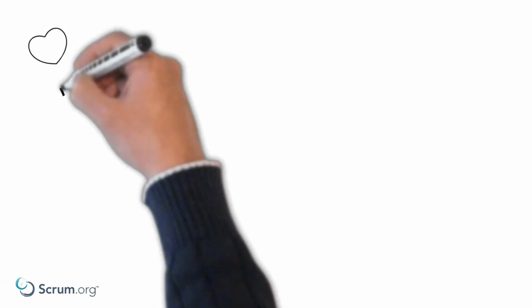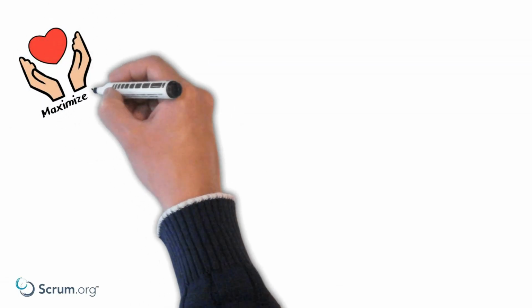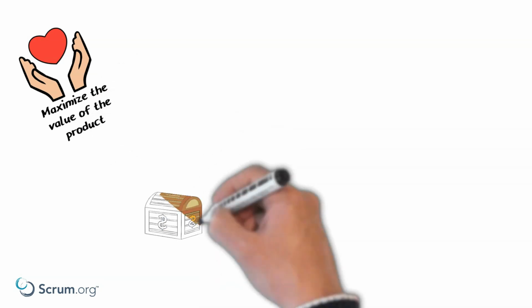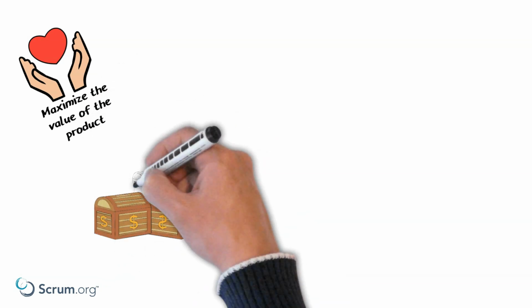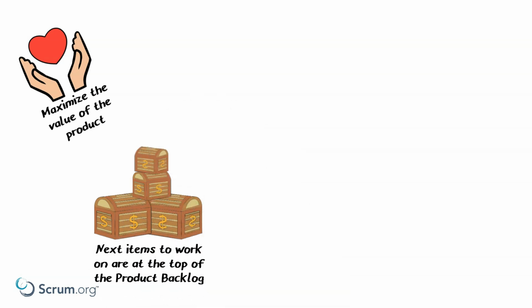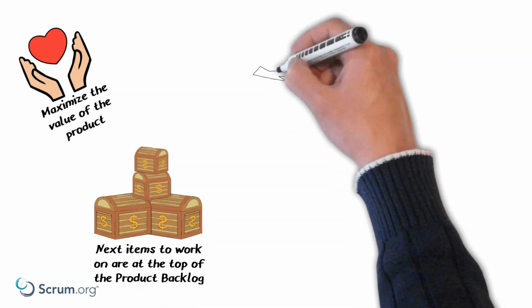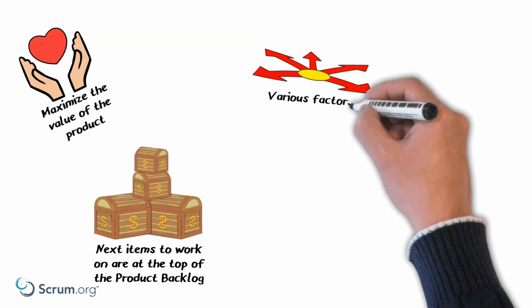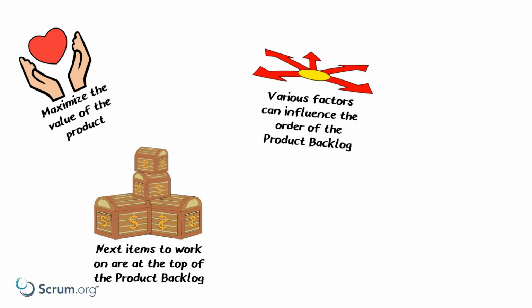As a product owner, you want to maximize the value of the product that the Scrum team builds. You want to make sure that the next items the team should work on are at or near to the top of the product backlog. This is not always a straightforward task, and there are many factors that may influence your decision on what the best thing is to do next.